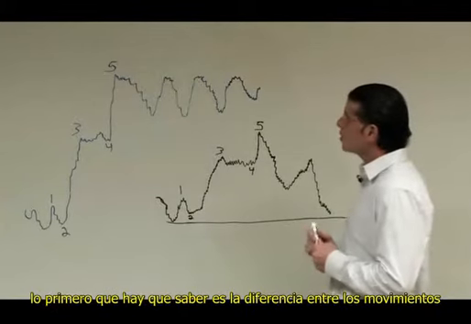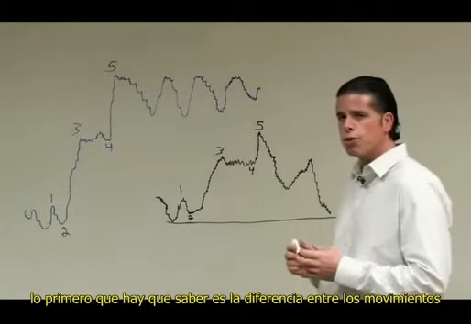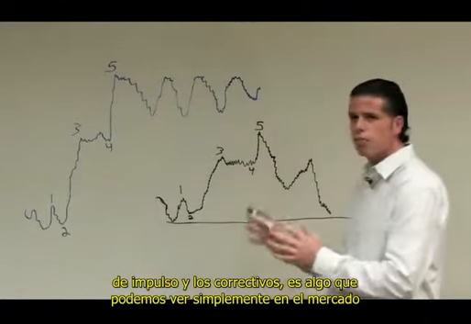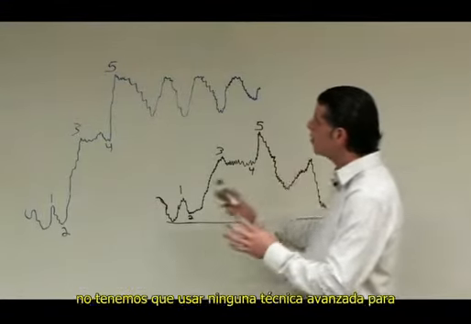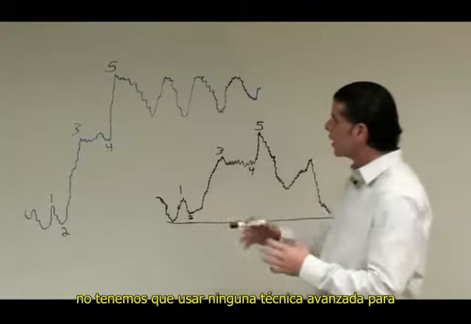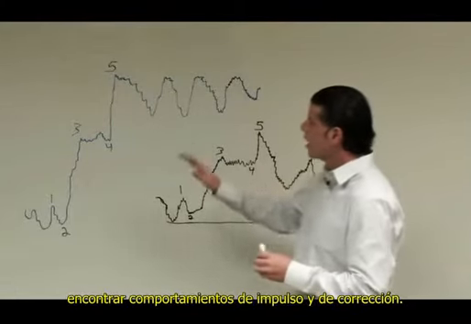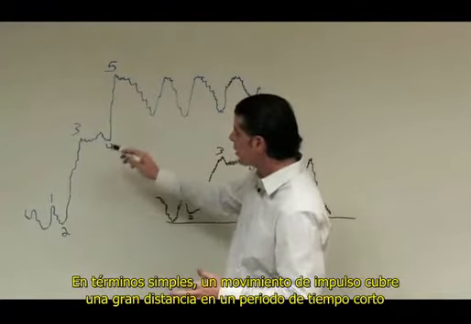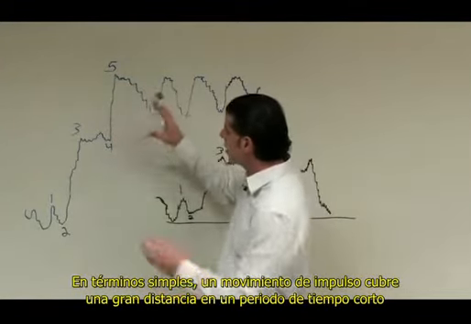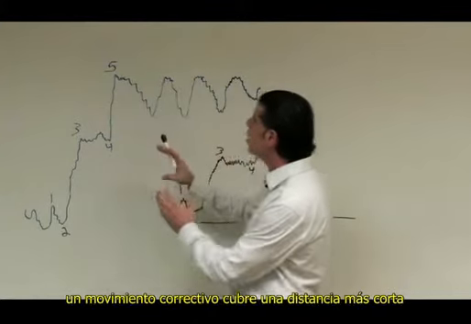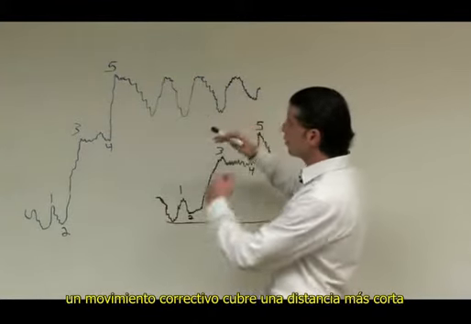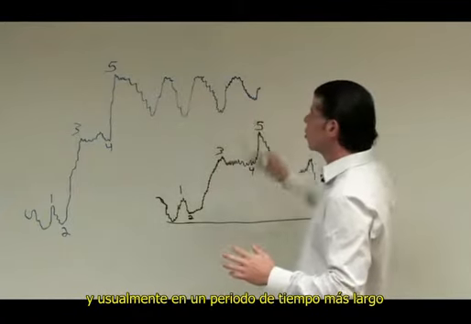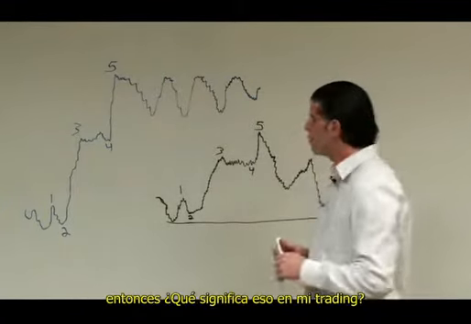The first thing I wanted to discuss is the difference between impulsive and corrective moves. And it's something that we can always see very simply in the market. We don't have to do any advanced Elliott wave techniques to find corrective and impulsive price behavior. In very simple terms, an impulsive price move will cover a great distance and occur in a smaller amount of time, whereas a corrective move will cover less price distance but unfold, if you will, in a longer amount of time. So what does that mean in terms of my trading?